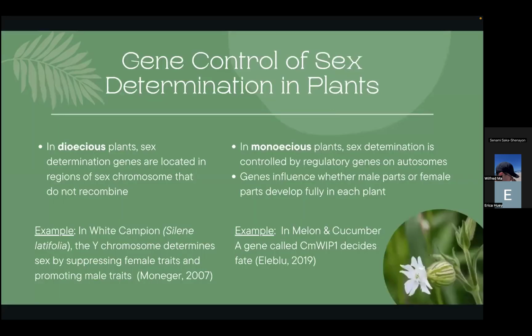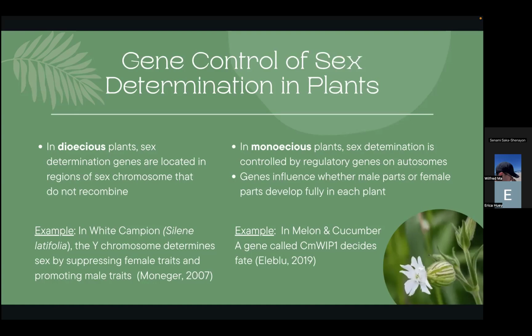As far as gene control of sex determination, in dioecious plants, sex determination genes are located in regions of sex chromosomes that do not recombine. For example, in the white campion, the Y chromosome determines sex by suppressing the female traits, and the suppression of female traits leads to the promotion of male traits. In monoecious plants, sex determination is controlled by regulatory genes on autosomes, and these genes influence whether male parts or female parts develop fully in each plant.